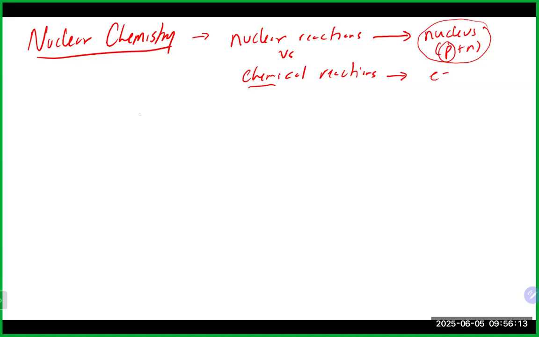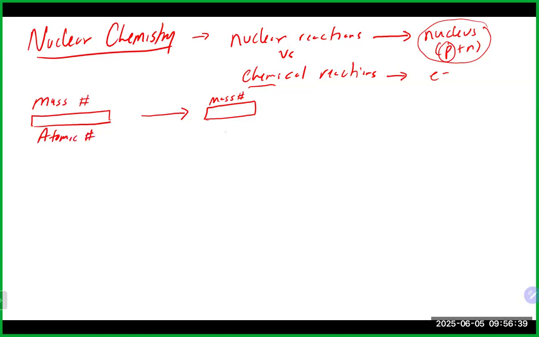We talk about balancing nuclear reactions, and because of what I just said, we balance nuclear reactions a little bit differently. What we're looking for is that when we're all said and done, when you add up all the mass numbers on the left-hand side of the arrow, they need to equal all the mass numbers on the right-hand side of the arrow. And same thing with the atomic number. All the atomic numbers on the left-hand side of the arrow need to equal all the atomic numbers on the right-hand side of the arrow.